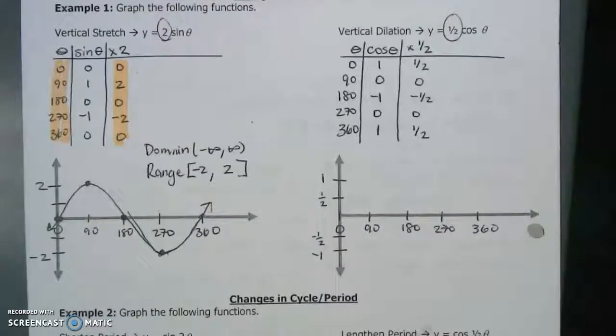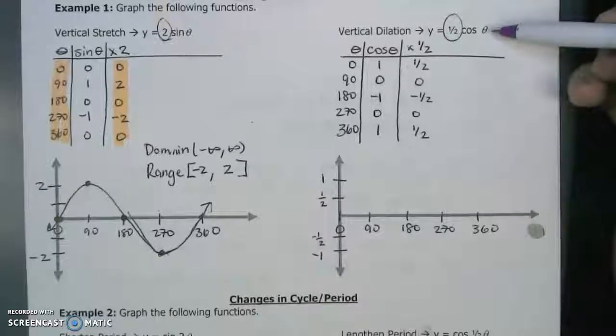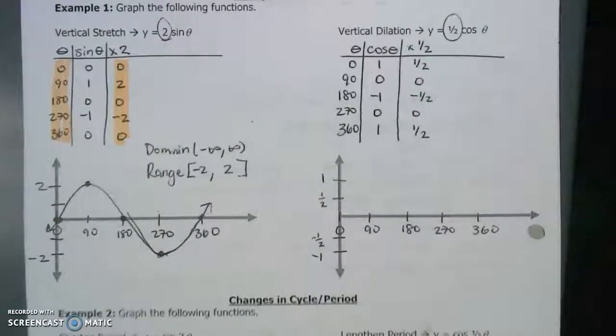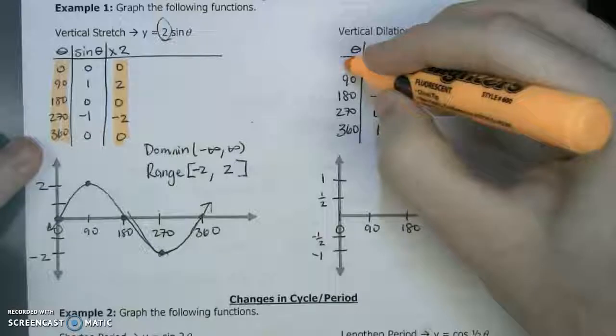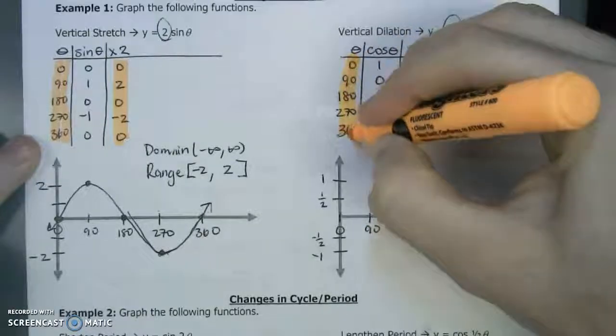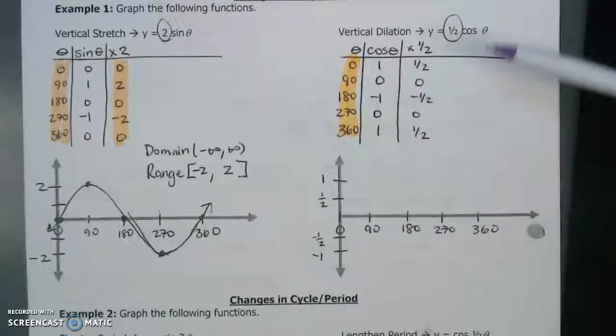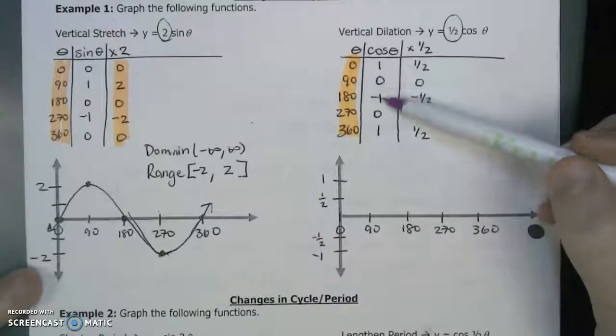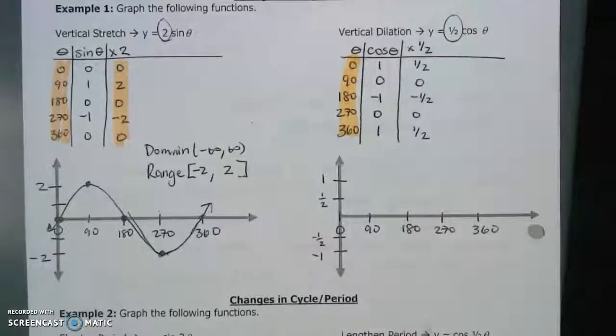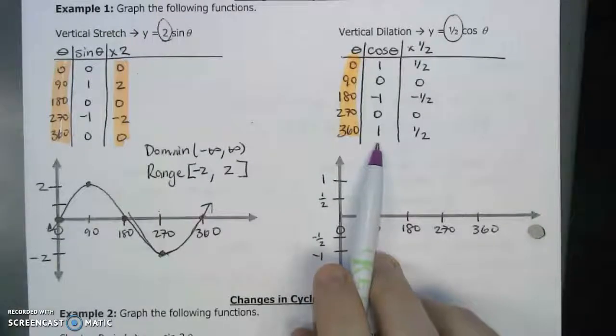So theta did not change because there's no number on the theta affecting it. So that means your theta value should be 0 to 360. So your theta values should be the same as they always are. Then you should have done your cosine values, which are 1, 0, negative 1, 0, 1. You can look at your unit circle for that, or you can look at your lesson 2.1.